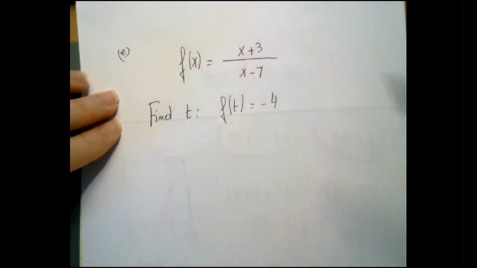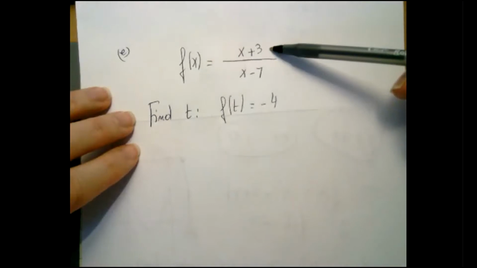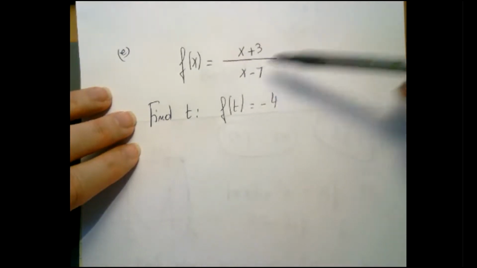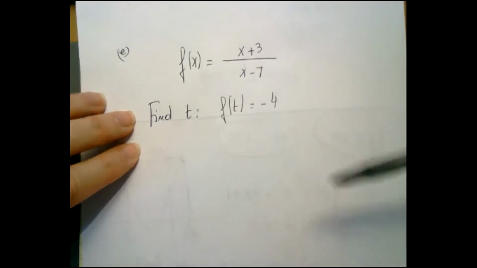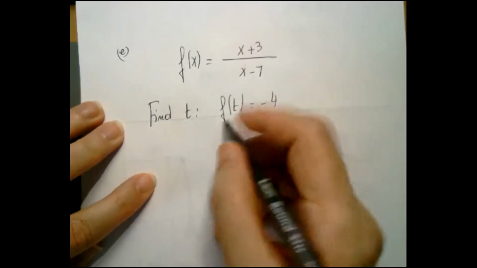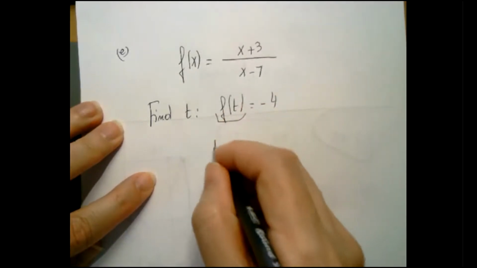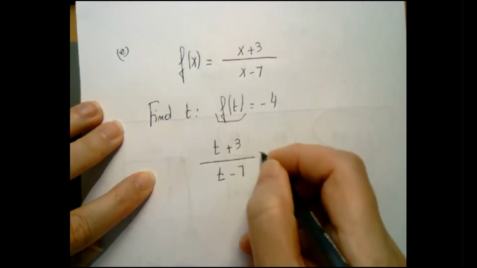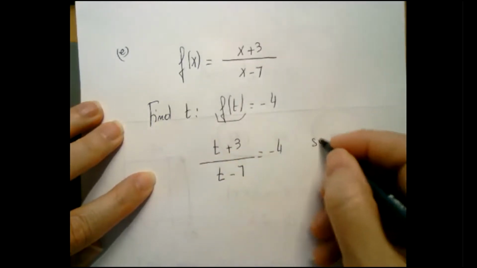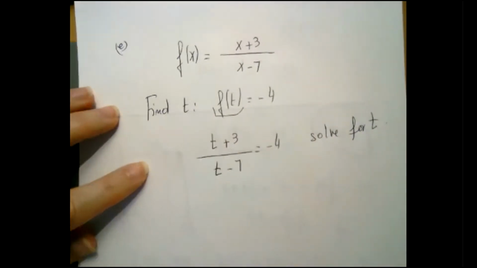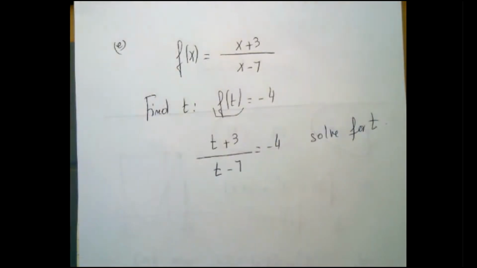Again, they are giving us the output. They want to know which value of t I should plug in here so it spits out minus 4 for us. So again, we set f of t equal to minus 4 and we solve. It means (t plus 3) over (t minus 7), that's what we have, equals minus 4, and we solve for t. So how do we solve for t in this case? Which hint did I give you in my note?